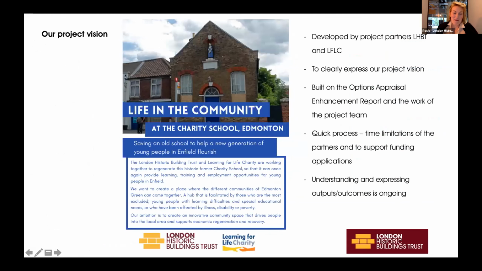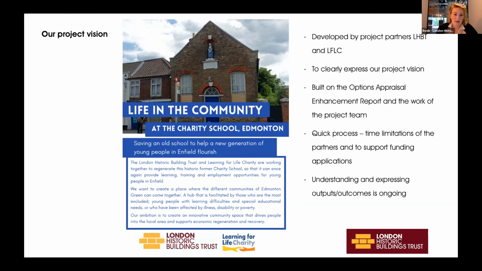So at the end of our options appraisal project, we had an awful lot to digest. And the first thing that we did was take all this information back to our trustees to make sure that our organisation was on board with the project that was being proposed. And there was a very, very strong positive response from them that this could be a viable project. And at that point, and this is where we are now, so this is live and in action stuff that we're talking about, is developing our own project vision.